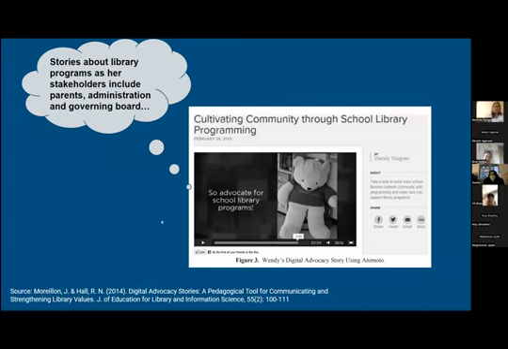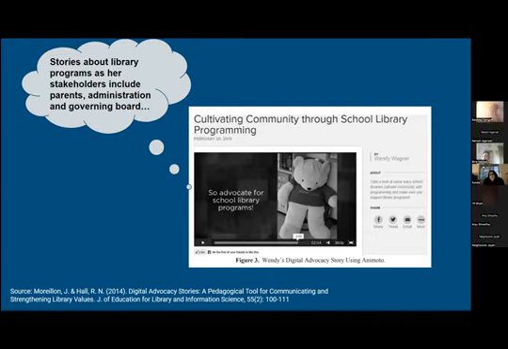This librarian basically talked about the successful story of library advocacy. First of all, this librarian identified the stakeholders, and then identified the school library programs which she can use as a library advocacy tool, which are the best school library programs. And she developed and made a storytelling on those school library programming and programs.